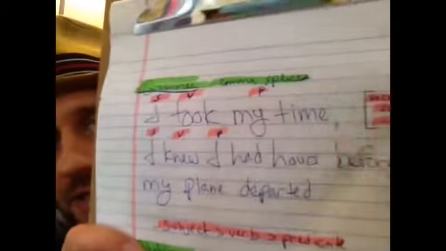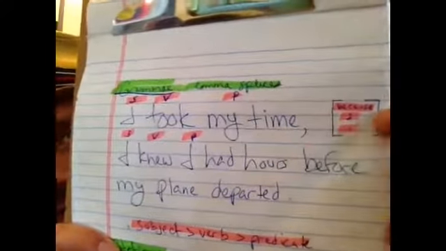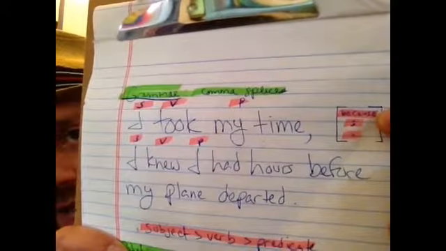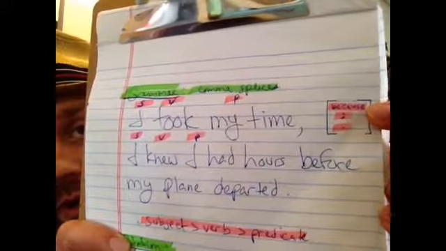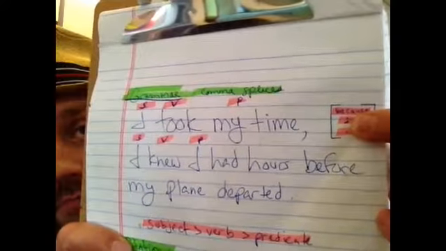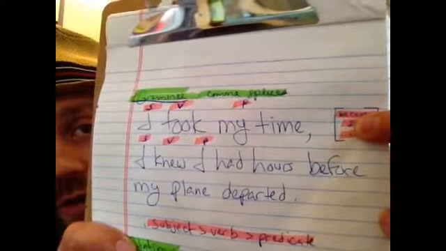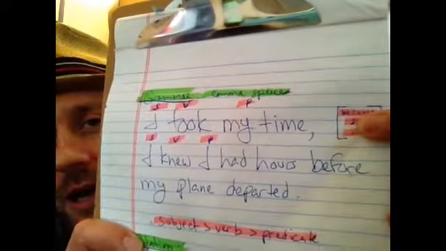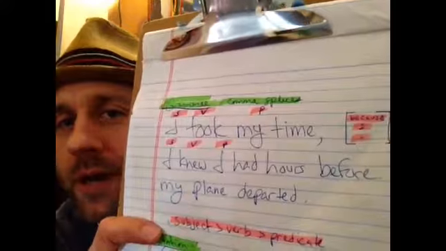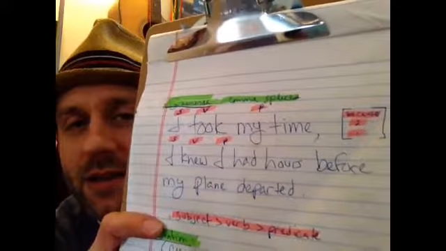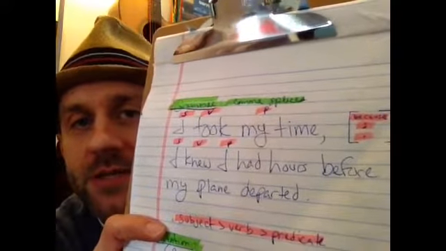So the way you can fix it is you can keep the comma but then throw "because" after it. I took my time because I knew I had hours before my plane departed. Or you can take away the comma and replace it with a semicolon, which, as it sort of implies, is a stronger comma, but not quite a period. A semicolon is halfway between a comma and a period. It's used to separate two independent clauses that are nonetheless closely related.